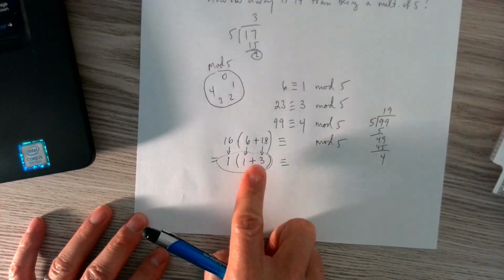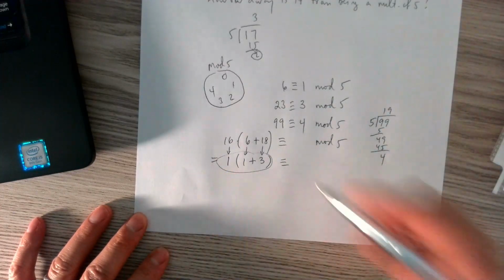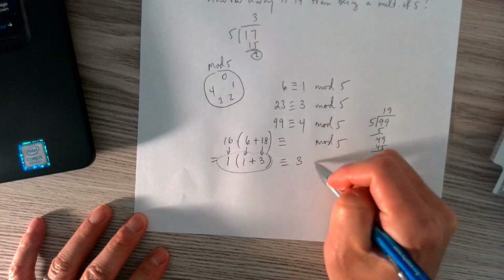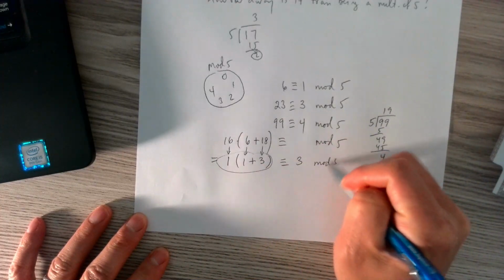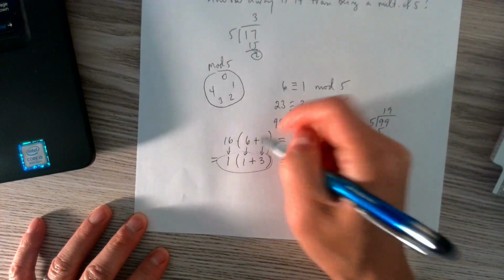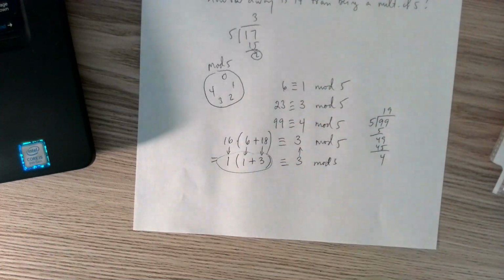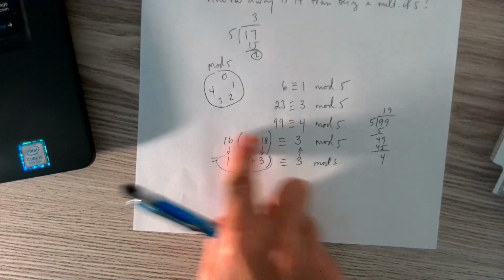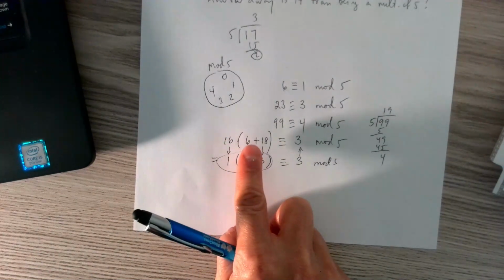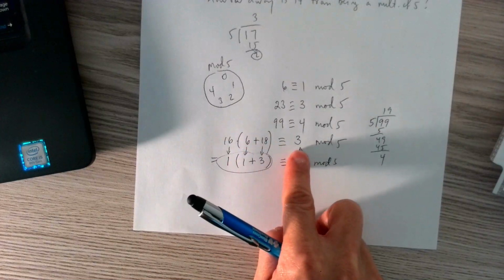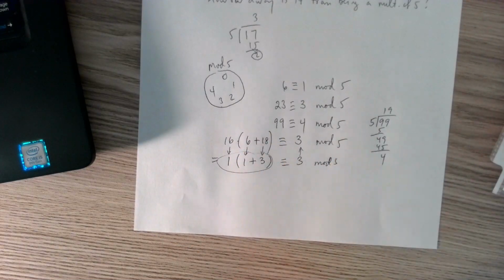1 plus 3 is 3. 3 times 1 is 3. So the whole thing is 3 in mod 5. So I can say that the original expression, 16 times 6 plus 18, is 3 in mod 5. So when all is said and done, if I work this whole thing out, I would get a number that is 3 away from being a multiple of 5. It's just 3 over. 3 more than a multiple of 5. That's what it's telling me.